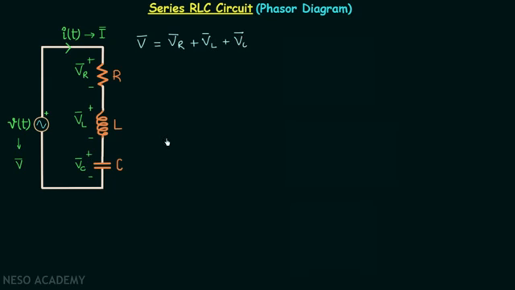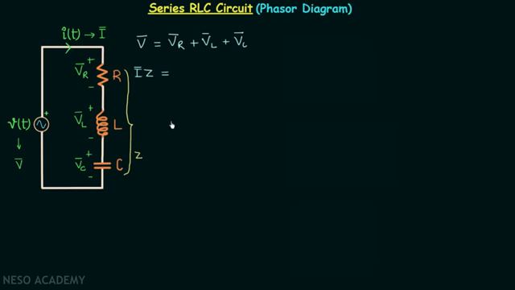These three elements together provide an obstruction to the current flow, and that obstruction we call the impedance. Let us say that the impedance offered by these three together is Z. When you multiply I phasor with Z, you will have V phasor. Therefore, V phasor is equal to I phasor multiplied by Z.